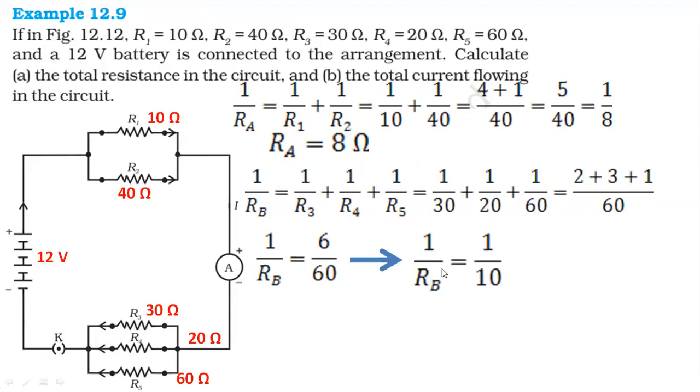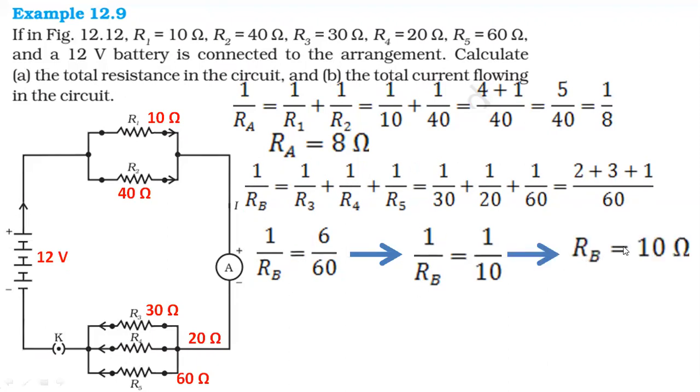Okay? 1 by RB is equal to 1 by 6, ones are 6, 6 tens are 60. And then I have to take the reciprocal. So the RB value would be equal to 10 ohm. Okay. But you have to understand that we have to talk about total resistance.